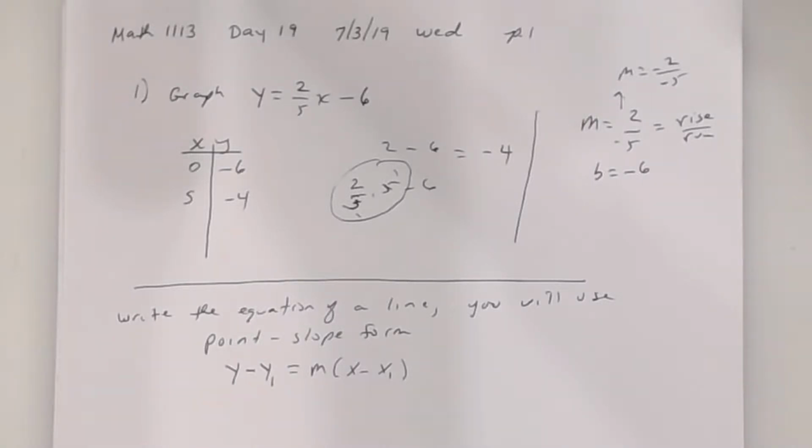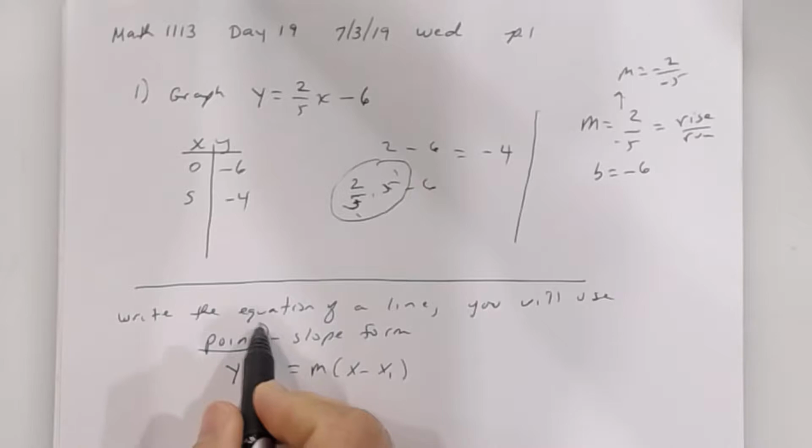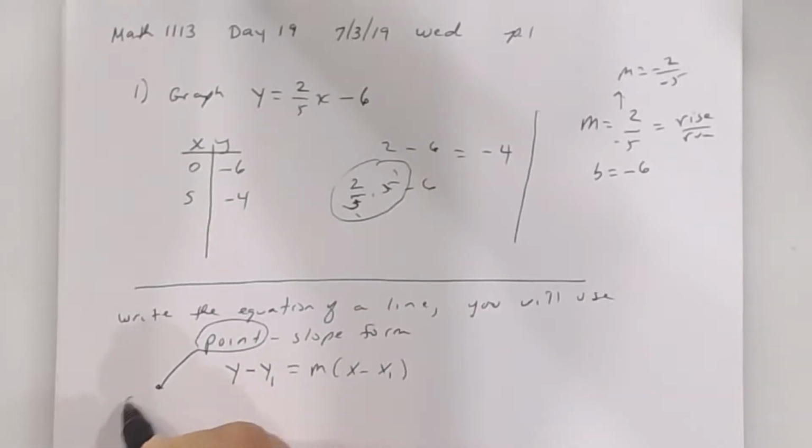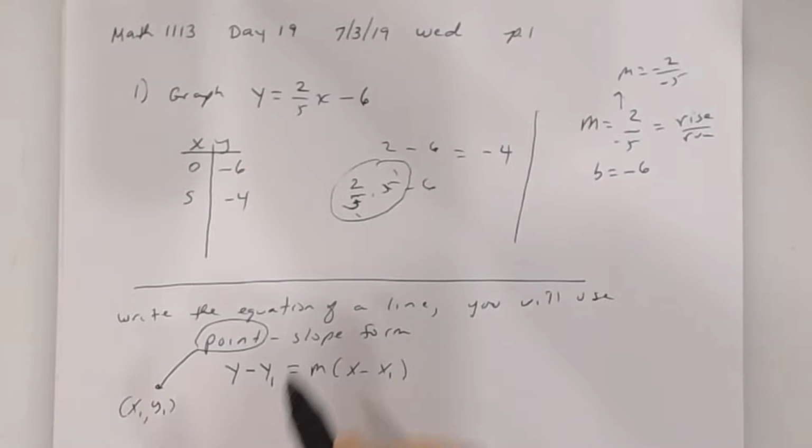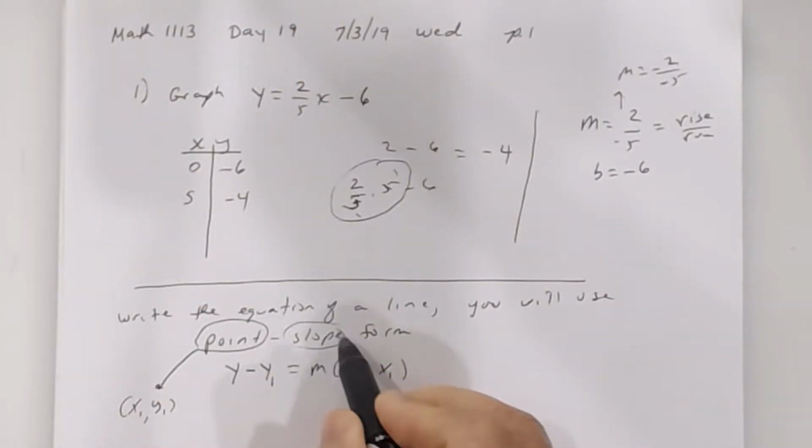That point, the word point that you see, this right here, that's going to be your x1, y1. And then the slope, that's going to be what letter?